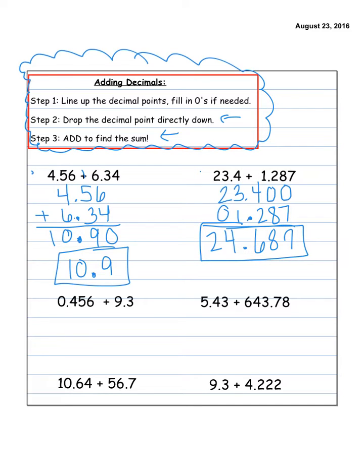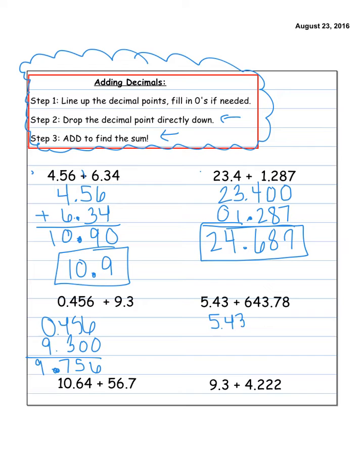You can pause me and do these 4 and then come back and check your answers, or you can continue to watch a couple more examples. So 456 thousandths plus 9 and 3/10. I'm going to add 2 zeros. So 6, 5, 7, 9. So 9 and 756 thousandths.